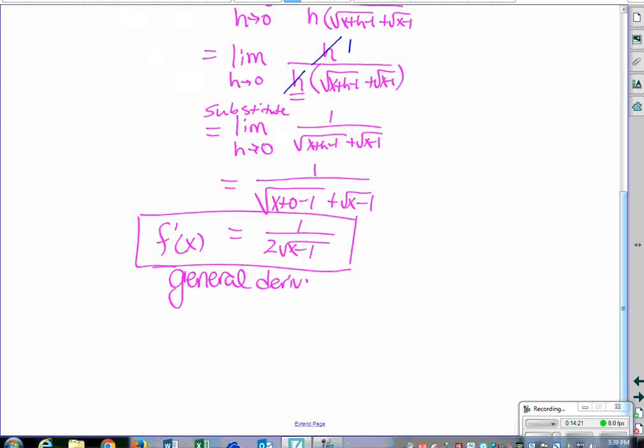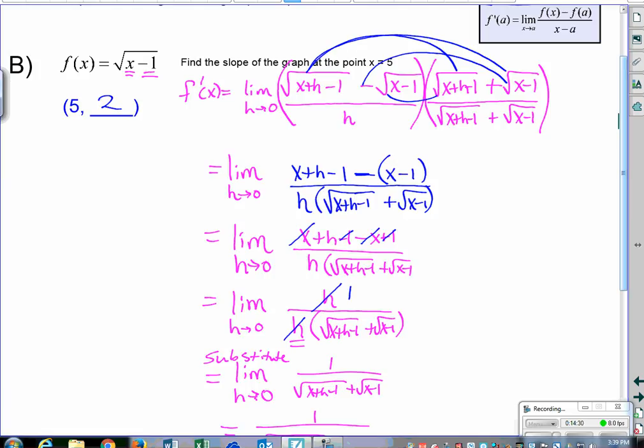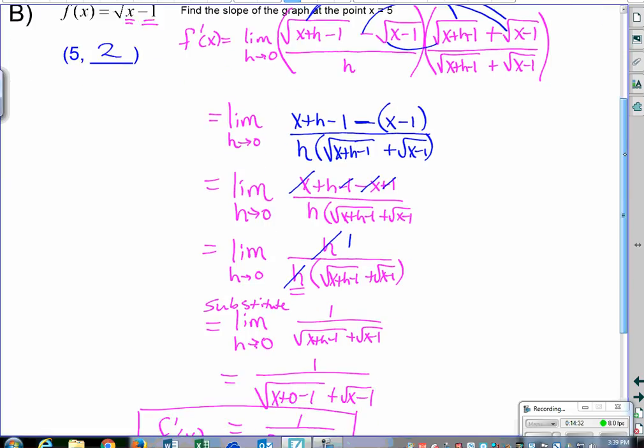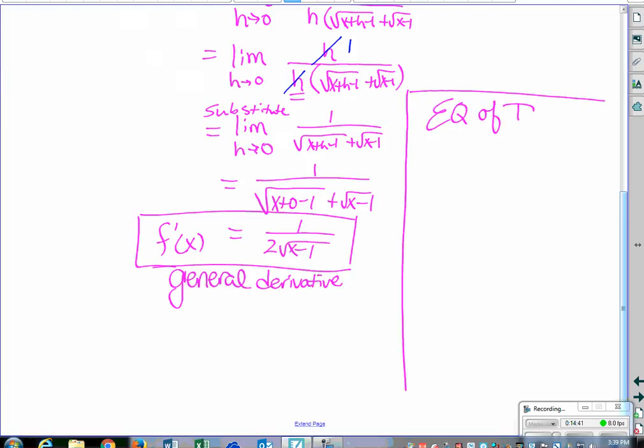Any x I want to put into this, I can come up with the slope at that point. So tracing back to the beginning of the problem, what was our point? Our point was 5, 2, the ordered pair (5, 2). So let's write the equation of the tangent line. I need to know a point, which I had. It was (5, 2), right?